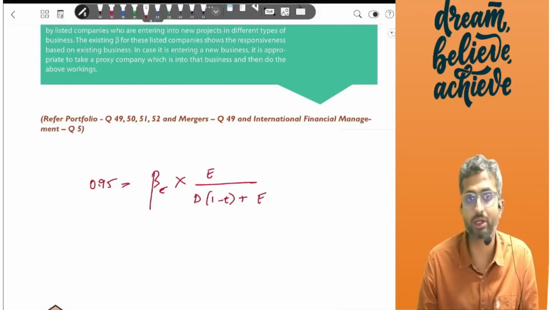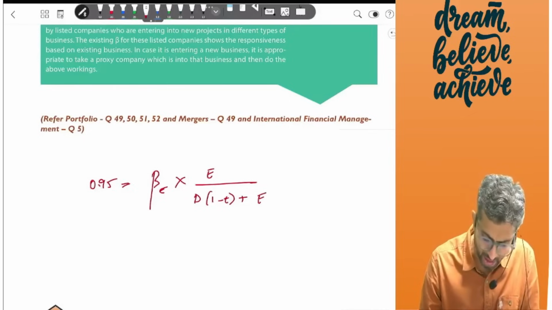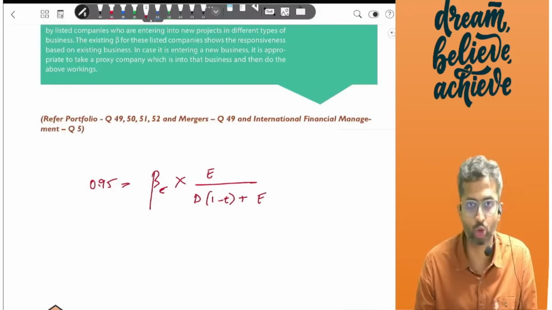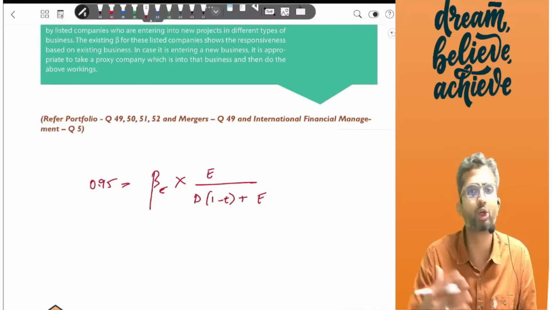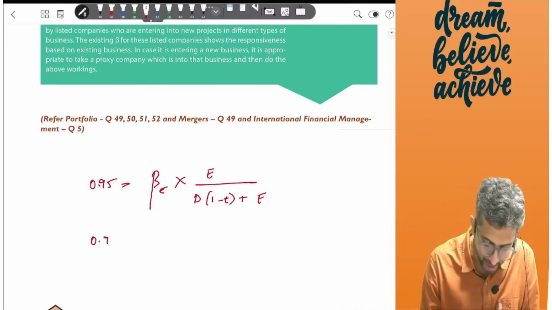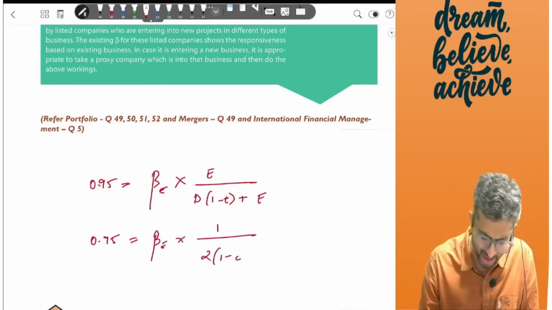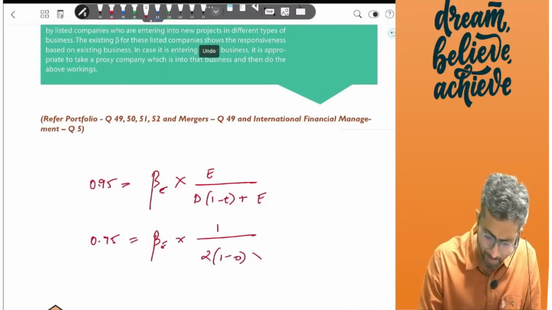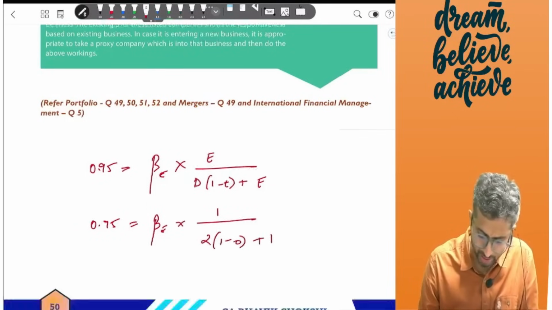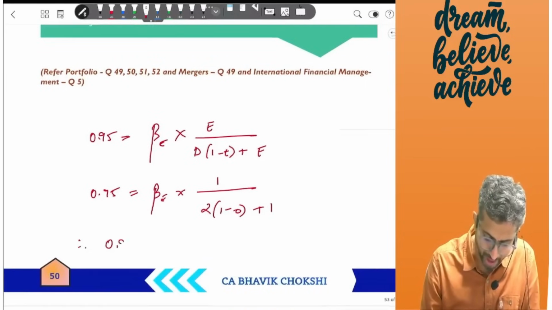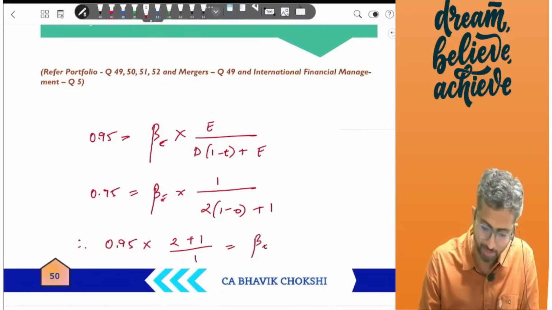I know the debt to equity structure of Parle. Let us say Parle has a 2:1 debt to equity. Then 0.95, which is the asset beta, equals beta equity into, let's say 2:1, so 1 upon 2 into 1 minus tax rate, which is not given, plus equity. So therefore 0.95 into 2 plus 1, that is 3 upon 1, will equal the equity beta.